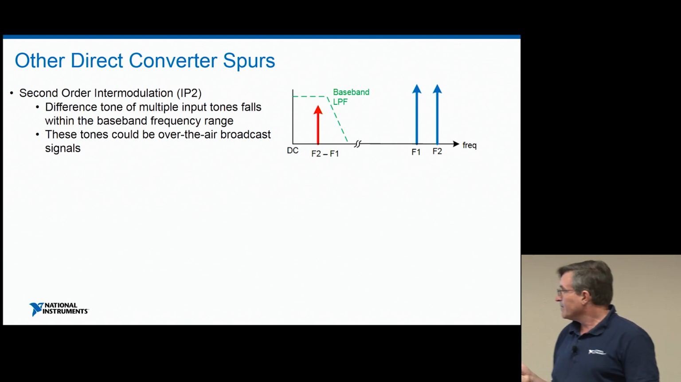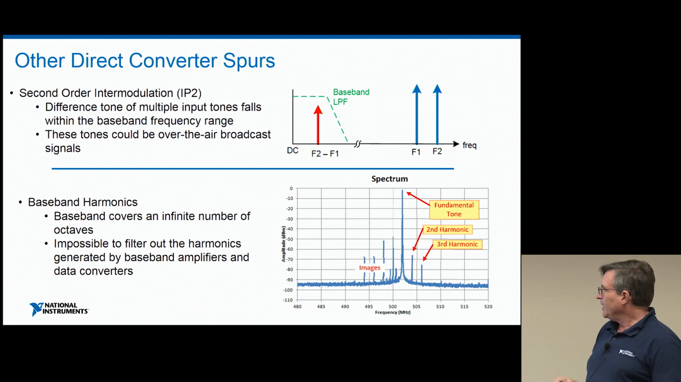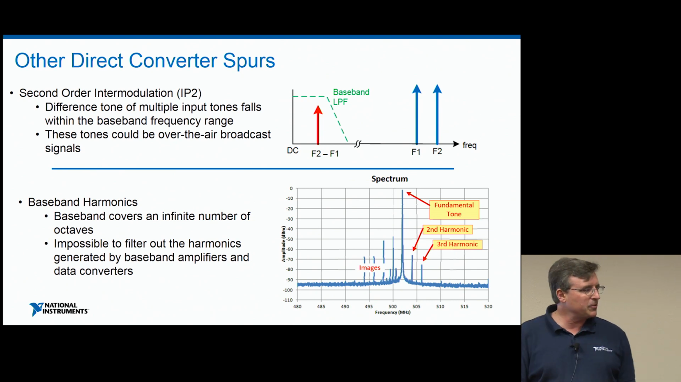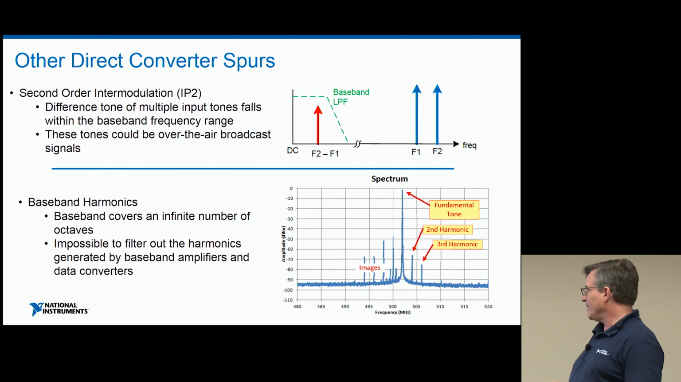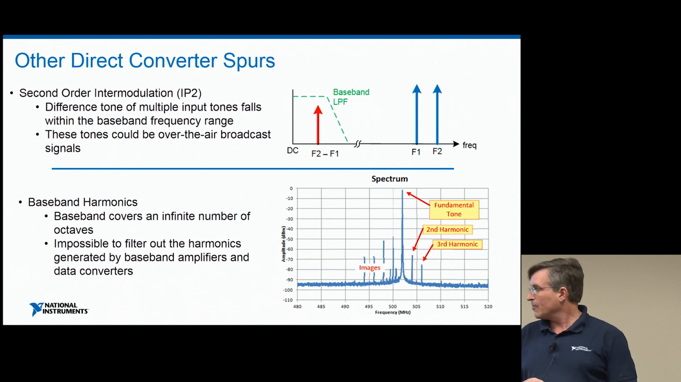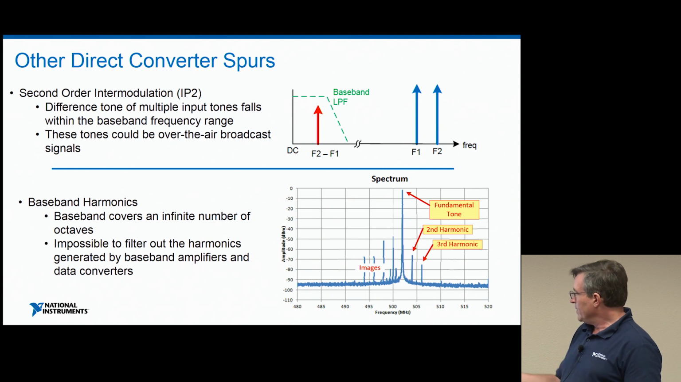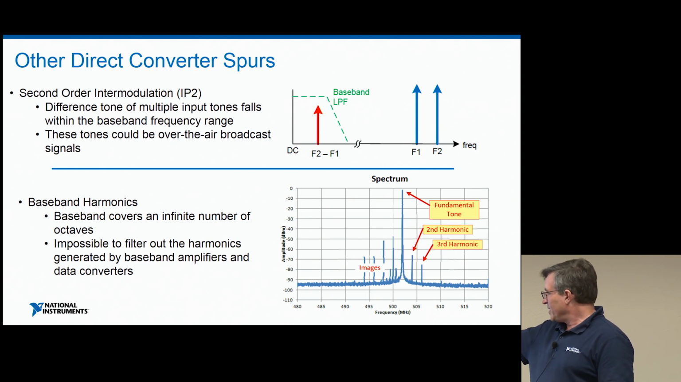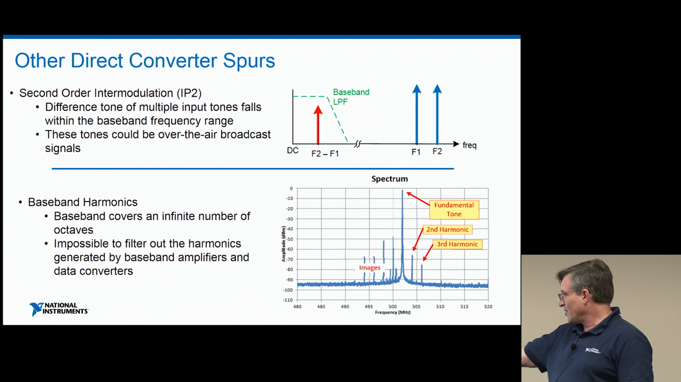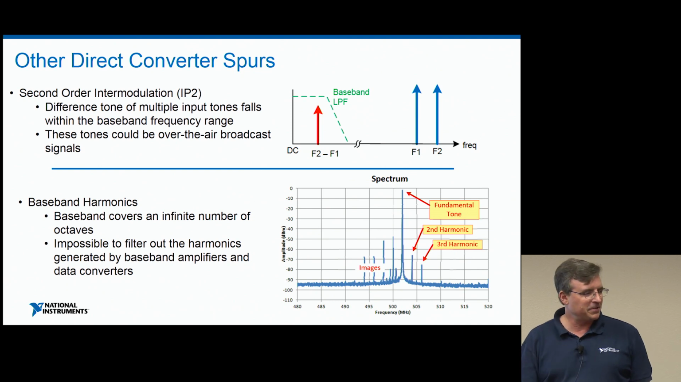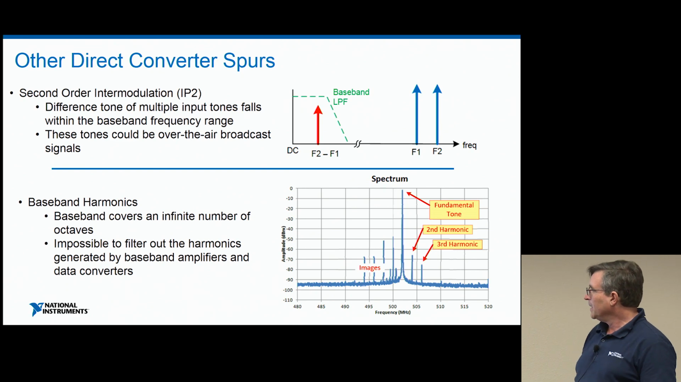Another distortion mechanism is harmonics. The baseband has an infinite number of octaves. You just can't filter out the harmonics. So now we're solely dependent on whatever amplifiers and data converters we have in the IQ baseband paths. And here you can see I've injected a fundamental tone, and you can see the second and third harmonics are there. And then their images leak over if I'm not doing any kind of image suppression.